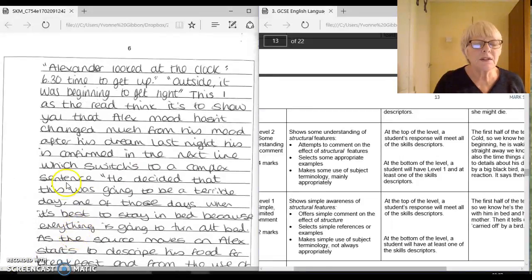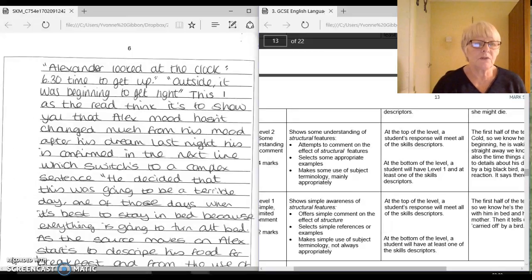Well, here it says he decided that this was going to be a terrible day, one of those days, and so on. And then it goes on to say there's been a lot of these days since his mum was ill, and that's the first reference that we've got, that his mum's ill, and then that does take on the poignancy of the nightmare which you have mentioned. Then the next part is when we get the dialogue between Alex and his sisters.